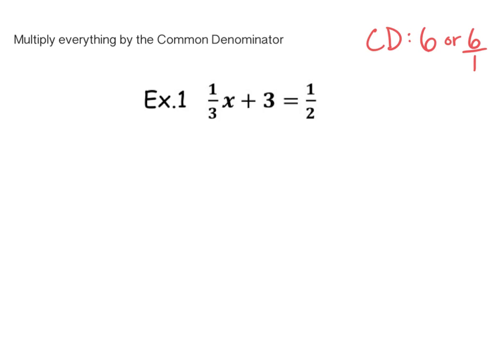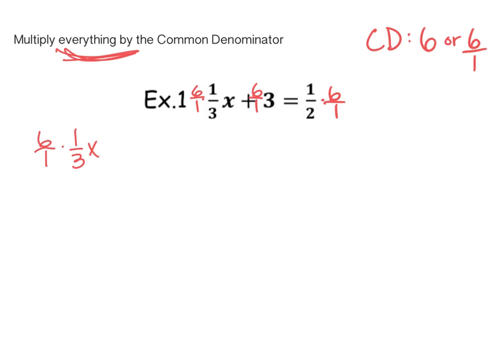Here we go. Every term. Multiply everything by the common denominator. So, times 6 over 1. 3 times 6 over 1. 1/2 times 6 over 1. So, we're cross-simplifying. Let's focus on this right here. 6 over 1 times 1/3 x. I'll do it on the side.